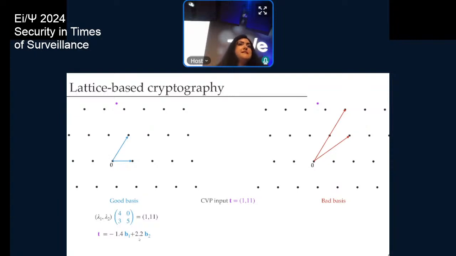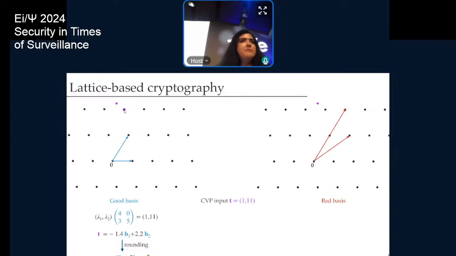And you can see immediately that it is not a lattice point, right? Because these are not integer coefficients. Because we want integer coefficients, a first naive idea is: what happens if I round this? Will I get to the closest one? And here it was the case, you actually found the correct solution.